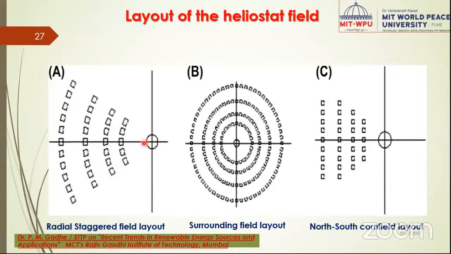And accordingly, the distance of the first row should be such that the tower should not cause shadow on the mirrors. So accordingly, we have to position the mirrors in the heliostat field. So the different layouts are there: radial staggered field layout, surrounding field layout, and north-south field layout. So these are the layouts of the heliostat field.